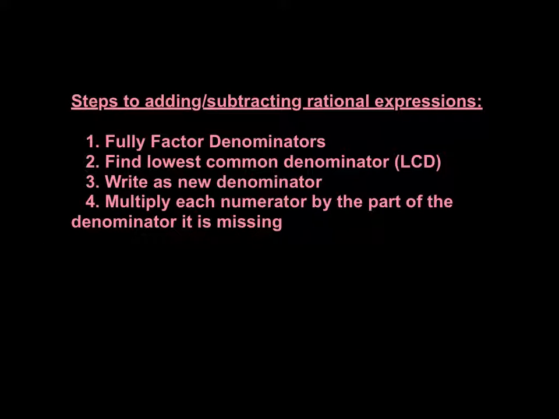So the best steps I can give you guys for when you're doing this is just, again, fully factor those denominators first to see what they include, so that you can then second find the lowest common denominator, write that as your new denominator, and then when you're actually going to combine them, multiply each numerator by the part of the denominator that fraction is missing so that you can combine them. But really the best thing I can do is just to say, make sure you're practicing them if you're not quite fully understanding it. And make sure you guys ask if you need help.